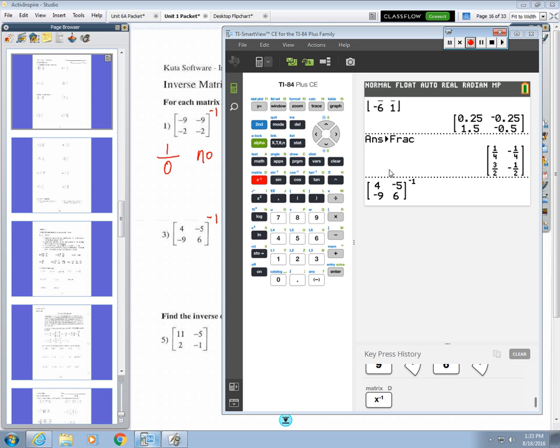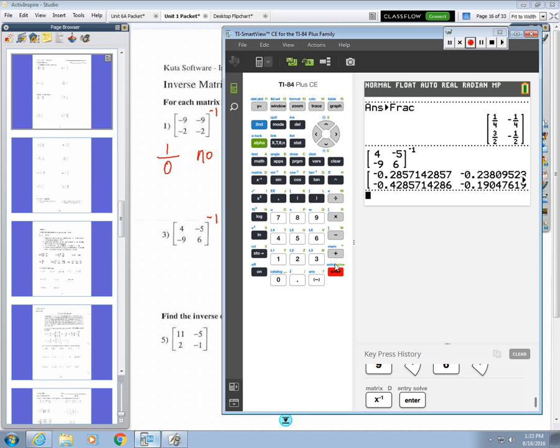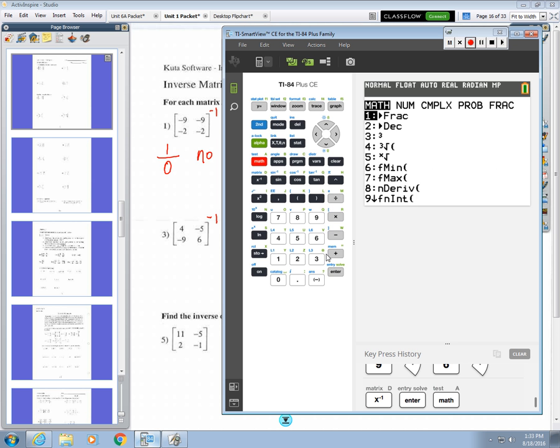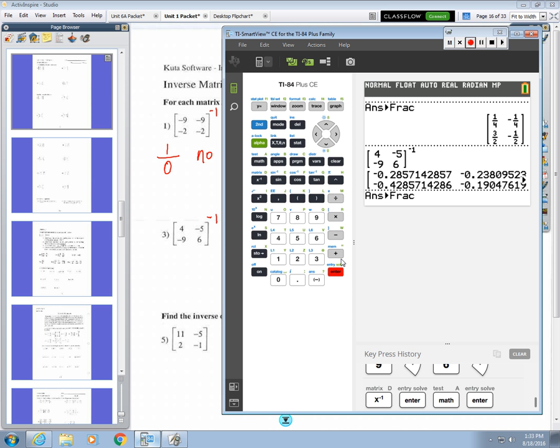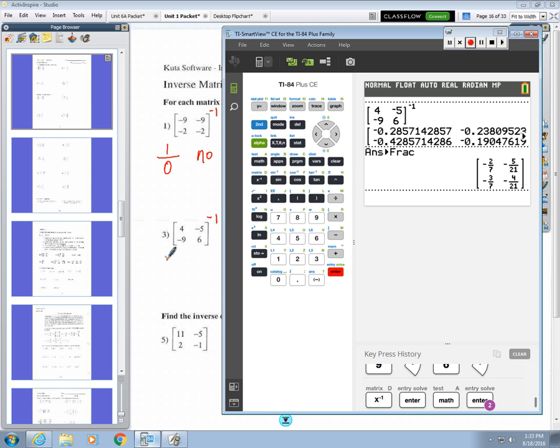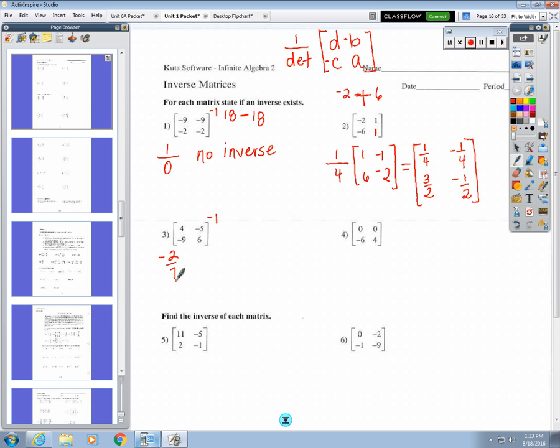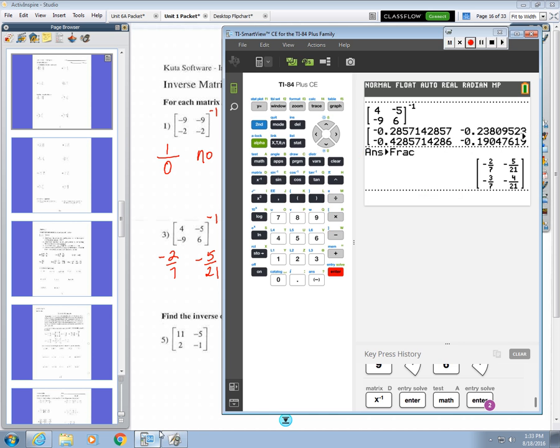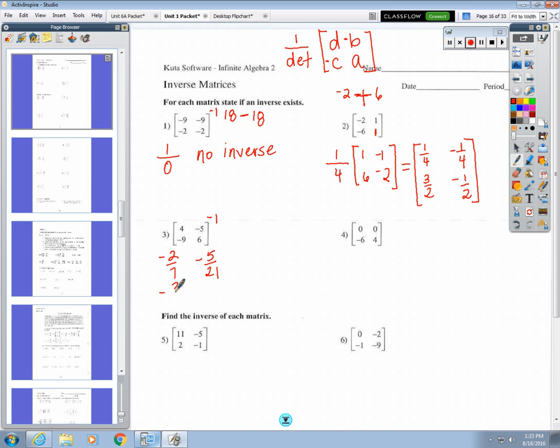Number 3, this is how it should look when you type it in. That's the answer it will give you, but I would prefer to change that to a fraction. I mean, you could have rounded it off to the tenths or the hundredths. It wouldn't have been that bad. Or you could write them all as fractions. So -2/7, -5/21, -3/7, and -4/21. Okay, that's the answer for number 3.